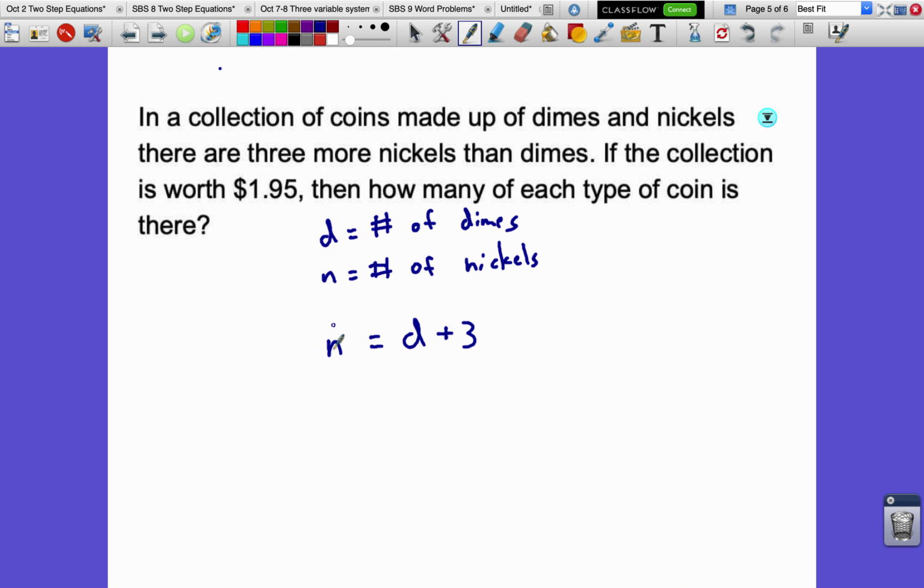If I make n equal to 10 and d equal to 7, well then there's 3 more nickels than dimes, and this would balance. All right, the collection is worth $1.95. So now I have to take the variables and multiply them by their values. So 0.1 for a dime plus 0.05 for a nickel. Add them together, I get 1.95.